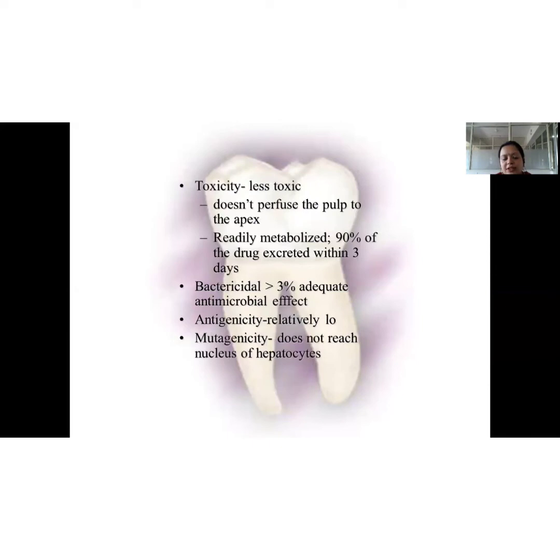Toxicity: glutaraldehyde is less toxic. It doesn't perfuse the pulp to the apex and is readily metabolized, that is, 90% of the drug is excreted within 3 days. It is bactericidal, with 3% giving an adequate antimicrobial effect. Antigenicity is relatively low. Mutagenicity: it does not reach the nucleus of the hepatocyte.